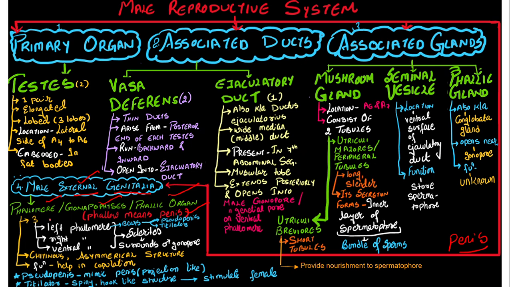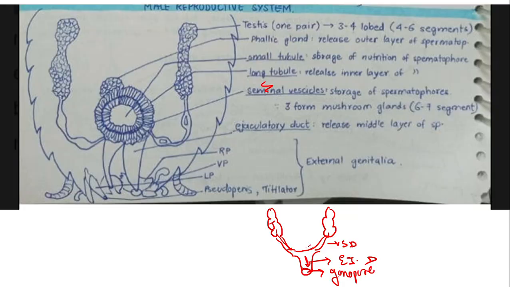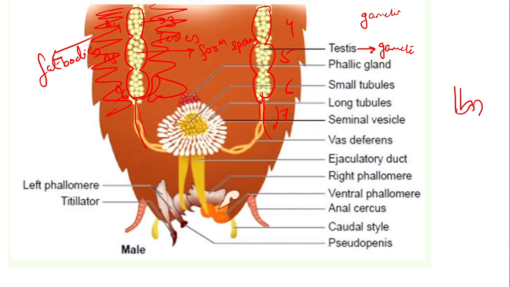Phallo means penis. Now three phallomeres will be present over here: left, right and ventral. Let me show you. See here, this one is your right phallomere. Then this one is your ventral phallomere. This is not clear. Wait, look here. This one is your ventral phallomere. This one is your right phallomere, and this one is your left phallomere. If you see, all the phallomere structures are different, so we call them asymmetrical.